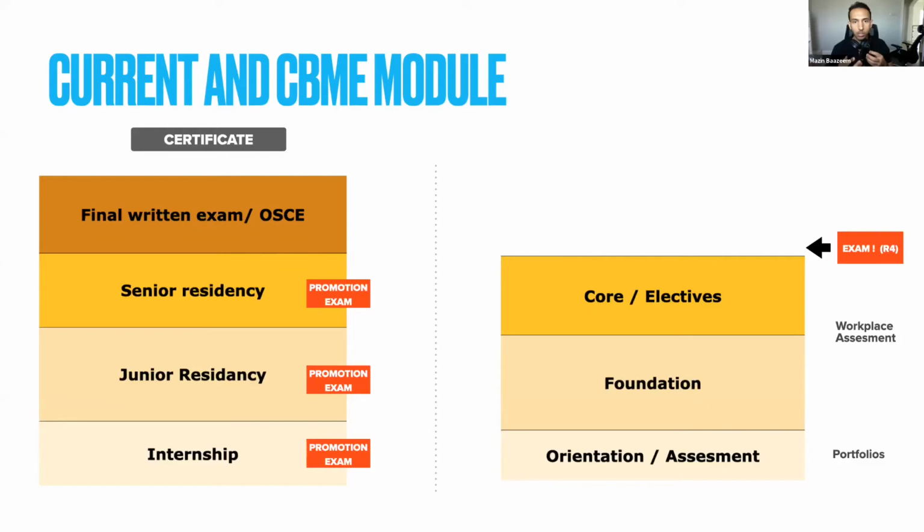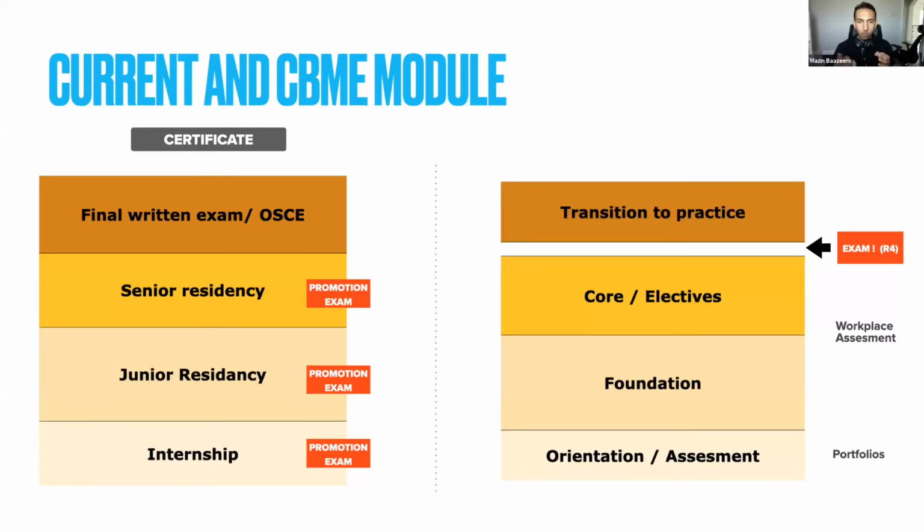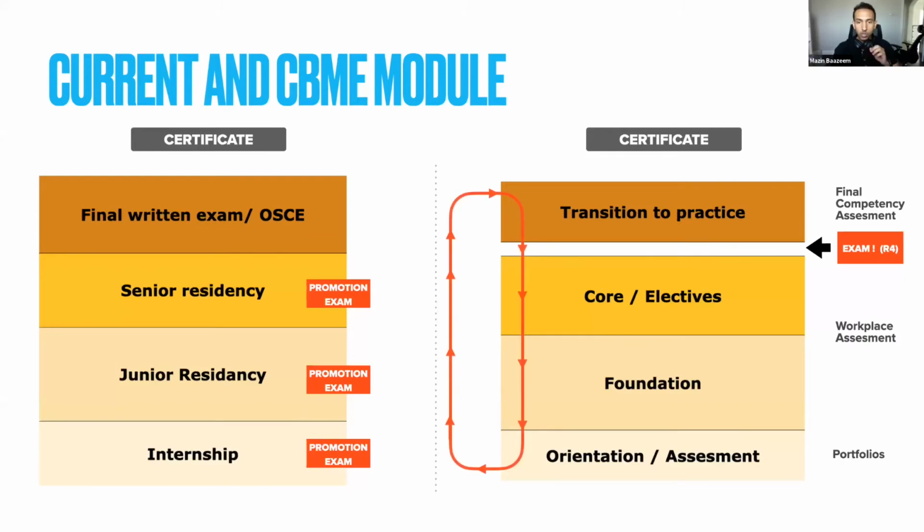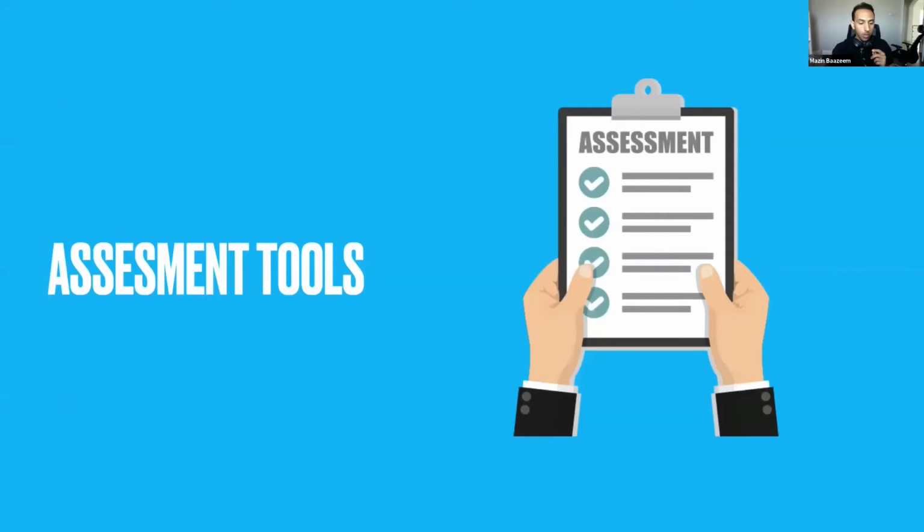And then they could have an exam, because there is still a value to an exam. I don't want you guys to understand that exams have absolutely no value. There are some values for the exam. Let's say at about R4, and then after that, a transition to practice. And here is where the final competency assessment is based. And then if he or she passed all this, she gets her certificate. So the evaluation is a continuous process of assessment and evaluation from the start. Okay, so now we're going to speak about the assessment tools.